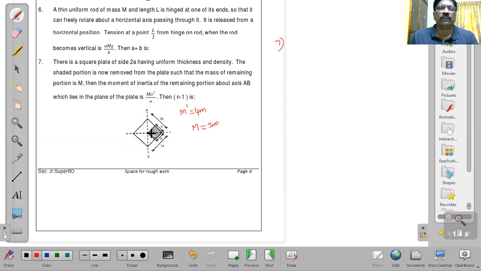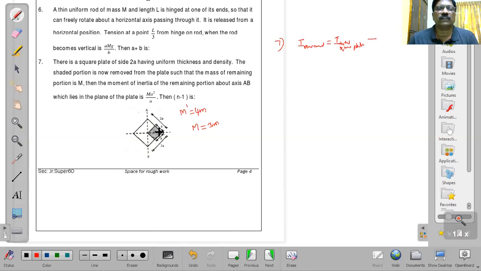Now, whenever this part is removed, about this axis, what is the moment of inertia they asked? So the moment of inertia about the given axis for the remaining part is, first of all, imagine that no part is removed. Then about the diagonal of the square plate, what is the moment of inertia of the total square plate?